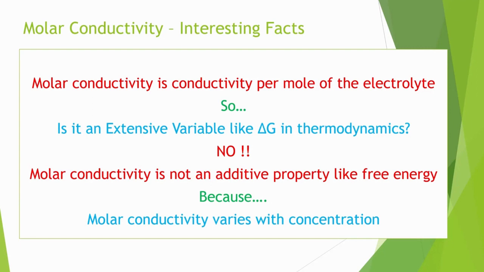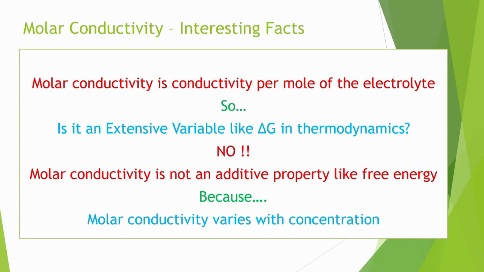So we express delta G as per mole. 30 kilojoules per mole, 50 kilojoules per mole, like that. Here also we are saying molar conductivity is conductivity per mole. Now you should get the doubt. You have to combine concepts across different units to get clear idea. So you should get this question. So is it like any extensive variable that we study in thermodynamics? The answer is no. Because free energy delta G is an additive property.